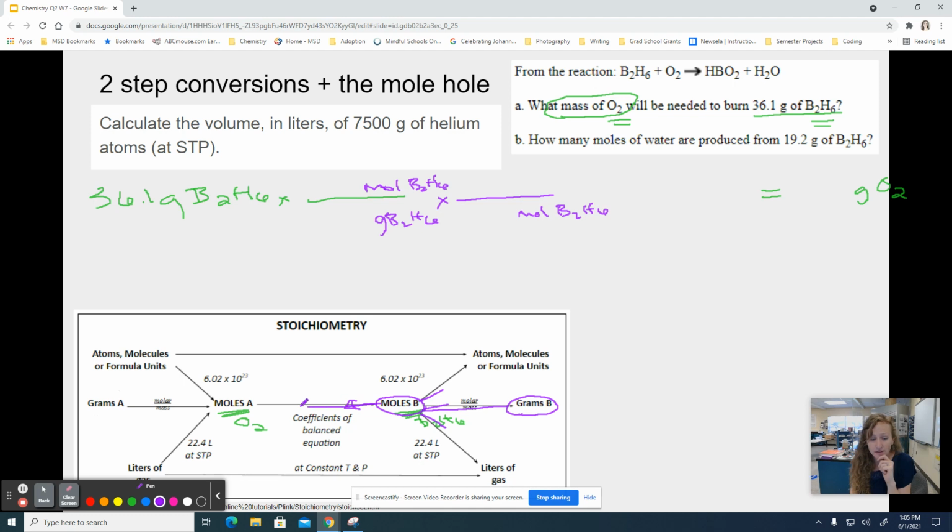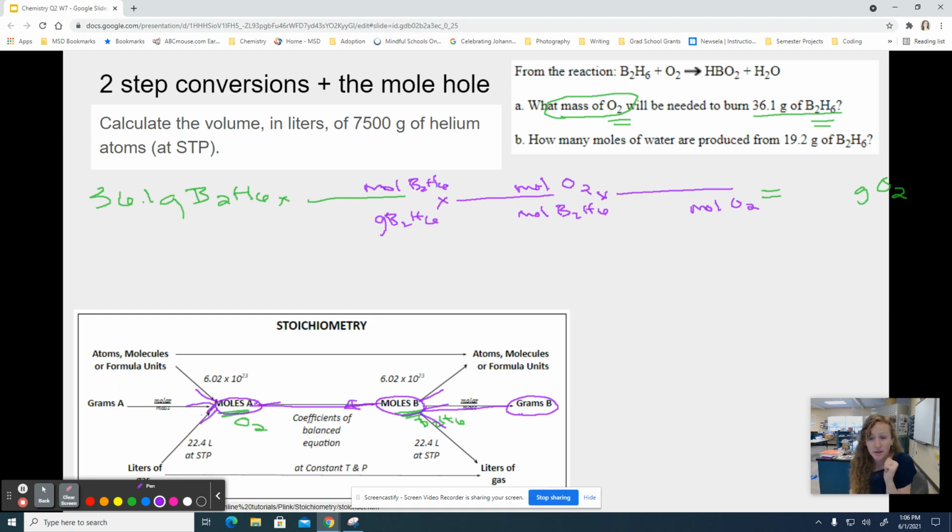So I'm going to cross the mole hole here and go to moles of A. So moles of oxygen. Now, is that what I want? No, it's closer. Still not what I want. I want the mass of oxygen, not the moles of oxygen. So times a line. Whatever unit's on the top also goes on the bottom. Moles of O2. Now from moles of oxygen, again, I can get lots of places. I could get back to B2H6. I could get to molecules of oxygen, grams of oxygen, or liters of oxygen.